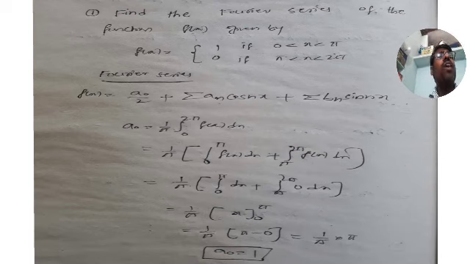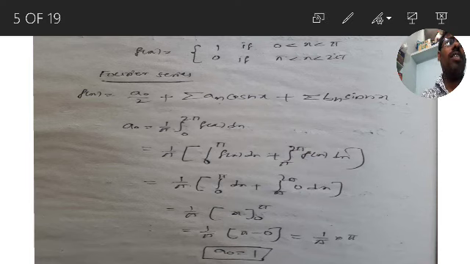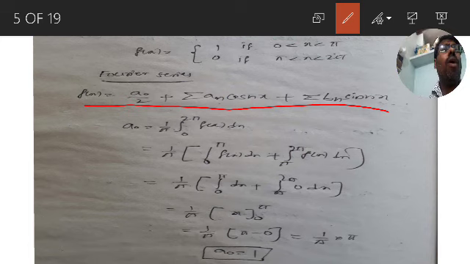For this discontinuous function, now we need to find the Fourier series. What is a Fourier series? f of x is equal to a naught by 2 plus sigma an into cos nx plus sigma bn into sin nx. So this is a Fourier series. Already you know the Fourier series formula: f of x is equal to a naught by 2 plus sigma an into cos nx plus sigma bn into sin nx.